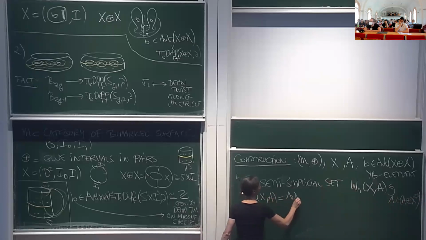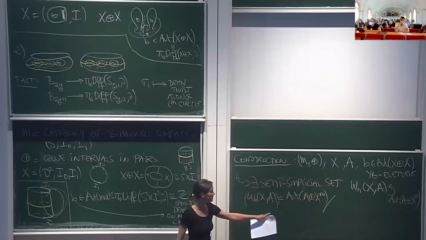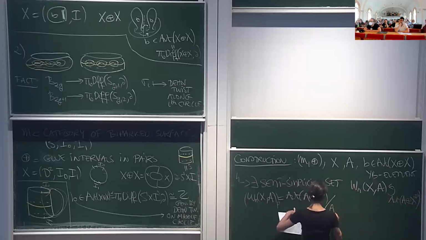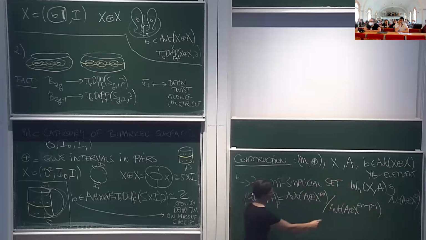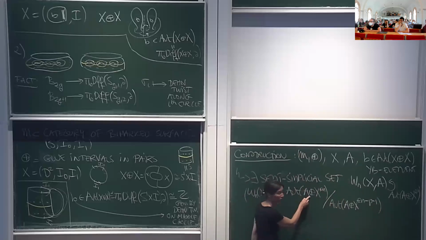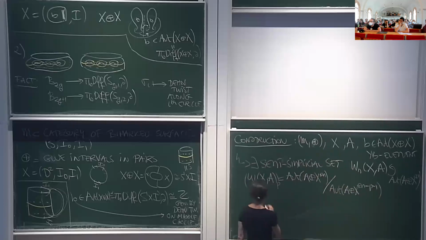You take the automorphism group of this object we are looking at, mod it out by, so I have to tell you what the p-simplices are, and the p-simplices I'm just going to mod out by a subgroup. So just as a set, this is Aut of A plus X plus n minus p minus 1. So I mod out by a part of the automorphisms of a part of this object, and the face map d_i, maybe I start with d_0.